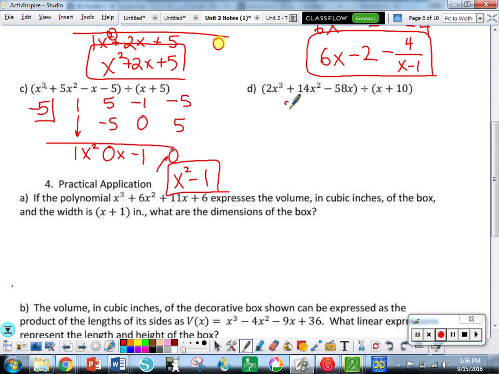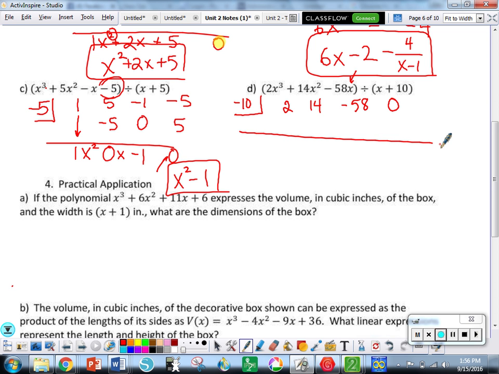So this one though, 2, 14, negative 58. Is there a constant term right here? There's no regular number, right? And then we said above, if there's ever a missing term, we're going to put a 0. So there's a missing term right there. What goes on the outside?